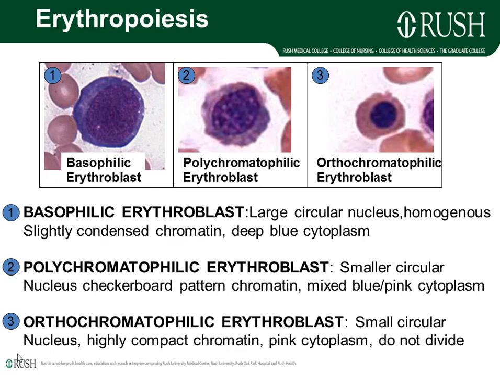The next stage, as this process continues, the nucleus gets yet smaller and more condensed and very dark, and that's the orthochromatophilic erythroblast, or orthochromatic erythroblast. You can abbreviate it if you like. In this stage, the cytoplasm is very pink and acidophilic. It's filled with hemoglobin at this point, and the RER has been kind of inactivated.